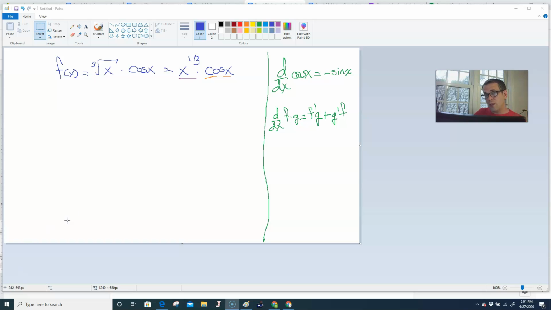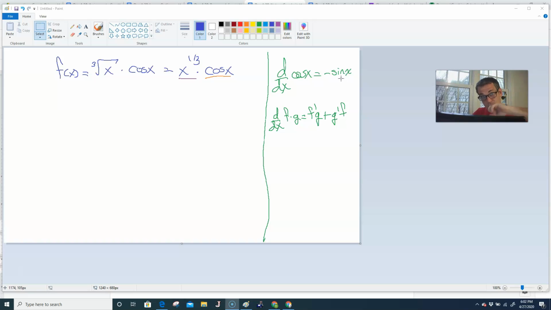I'm going to demonstrate the product rule for finding the derivative of the cubic root of x times the cosine of x. And we're going to need a couple things to do that. The first thing I'll need to do is take this cubic root of x and, of course, rewrite it as x to some power so that I can use the power rule. I will need to use my newly acquired knowledge that the derivative of the cosine is negative sine of x.